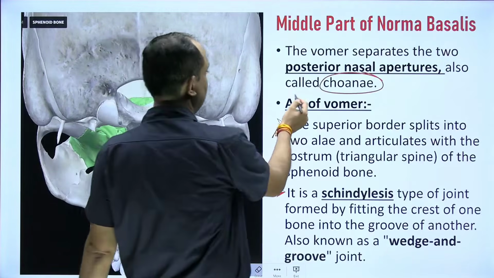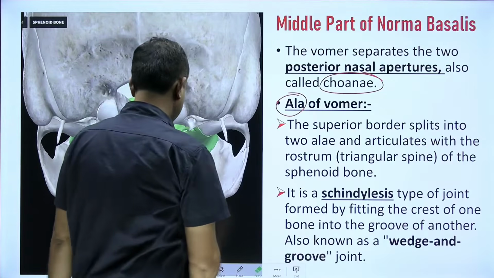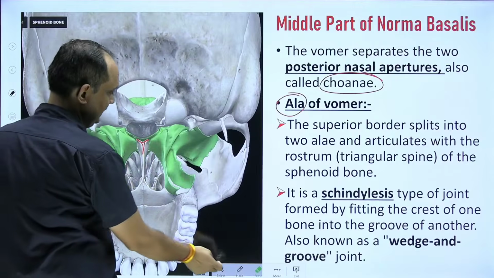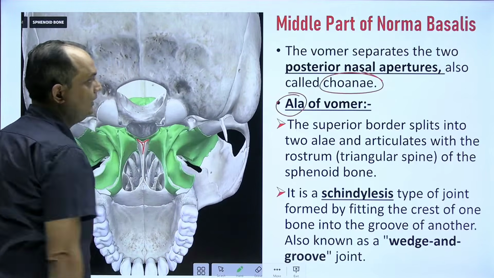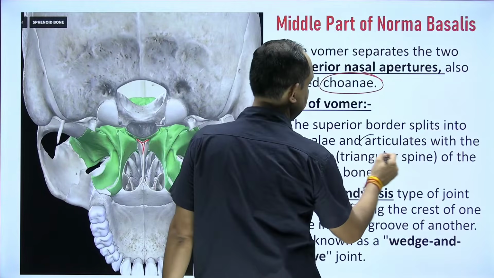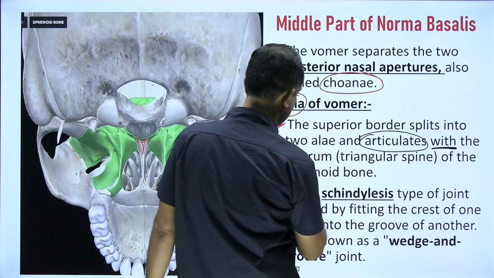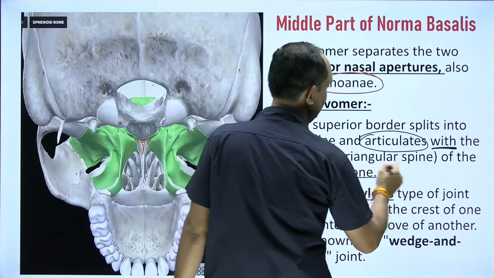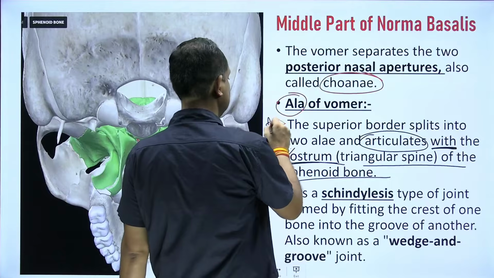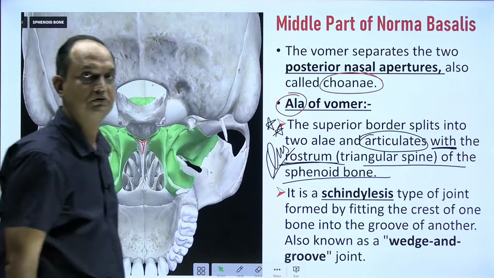Then we will talk about the ala of the vomer bone. I already told you that the ala of the vomer bone is the upper split area of the vomer bone, and you have to understand that this area makes a joint with the rostrum of the sphenoid. This is a very commonly asked question, again a most important multi-star question.